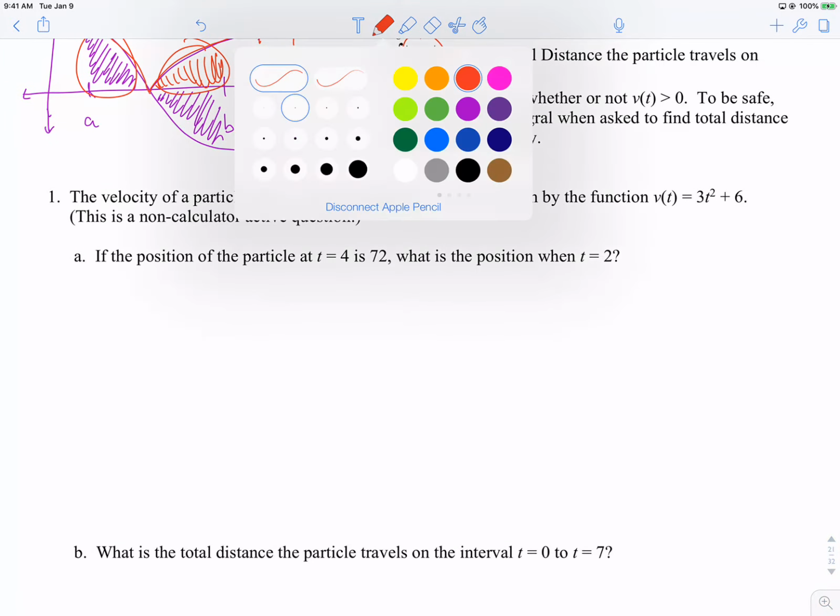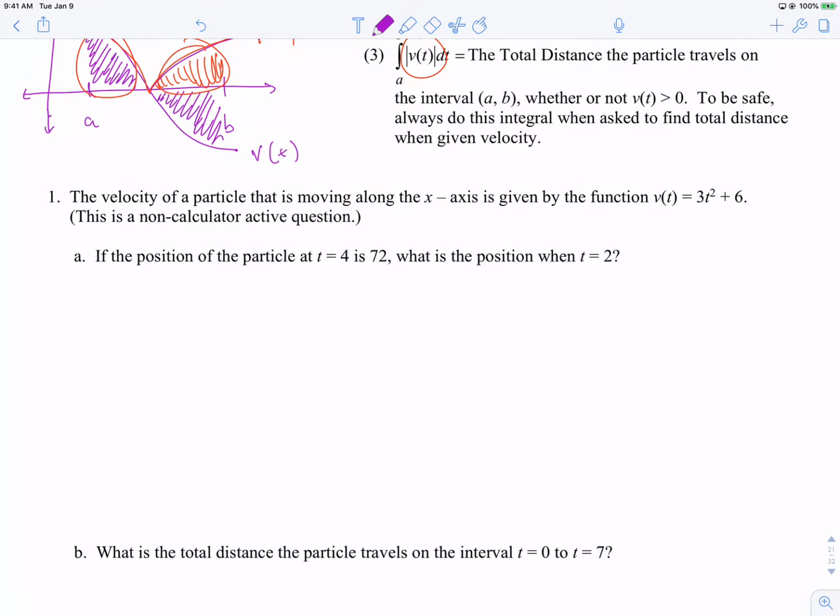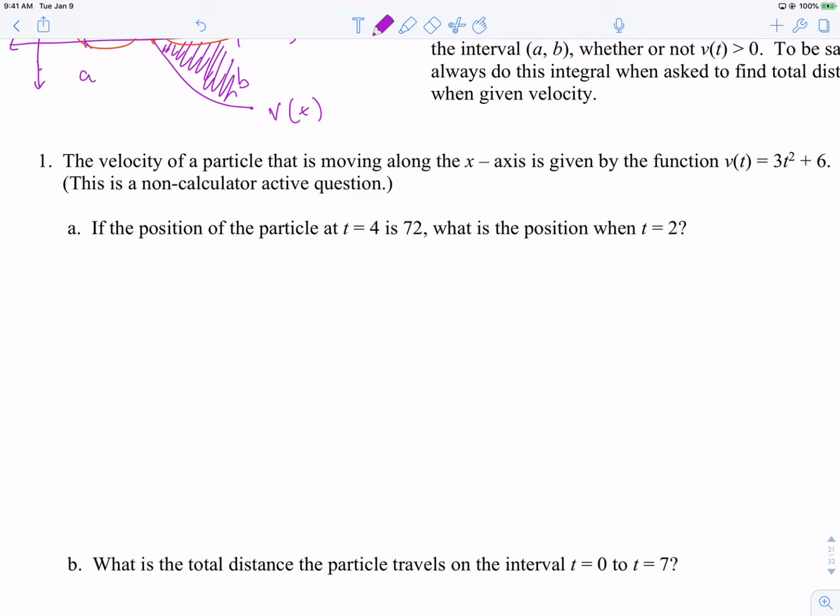All right, so let's look at an example here. The velocity of a particle moving along x is given by the function v of t. We're going to do this without our calculator. If the position of the particle at time 4 is 72, what's the position when t equals 2? So we're going to calculate the integral from 2 to 4 of the velocity function, and that's going to be equal to the position function at 4 minus the position function at 2. Why did we choose the 2 and the 4? Because those are the time values they give us.